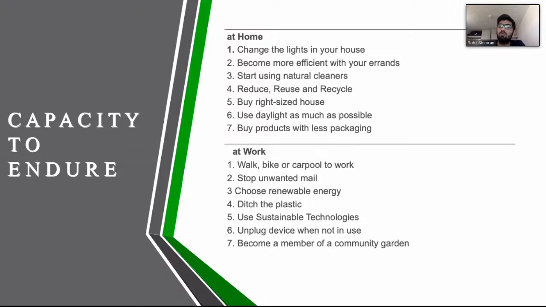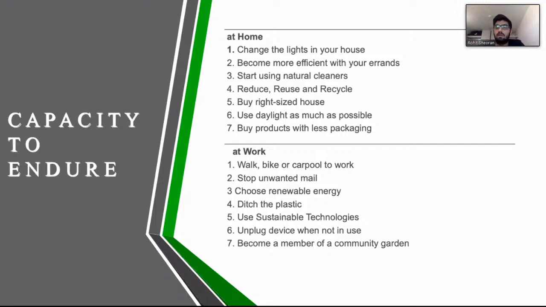At work, you can walk, bike, or carpool. Whenever you are traveling to work, try to use public transport, walking, biking, or carpooling. Stop unwanted mail. There are a lot of marketing companies which continuously send you mail or letters, so try to unsubscribe from unwanted mail so you can save paper. Choose renewable energy. Try to choose renewable energy at your work, for example, solar energy or wind energy.